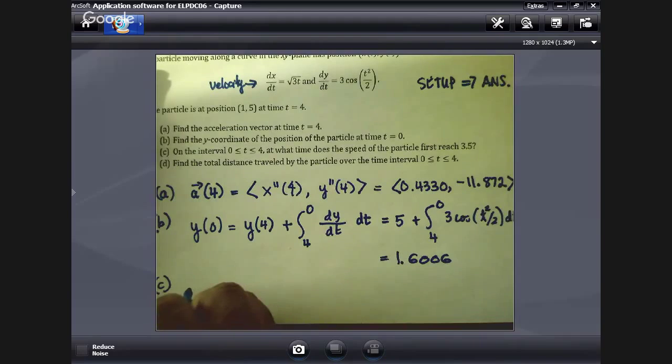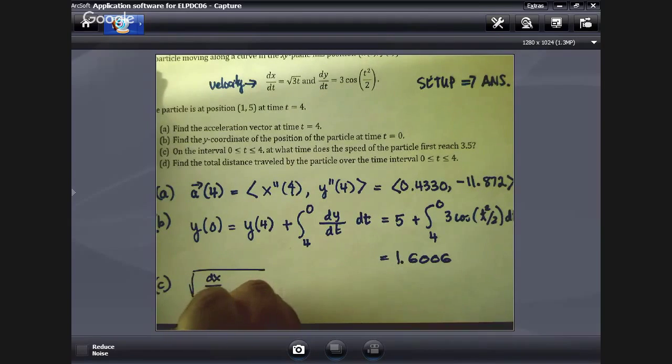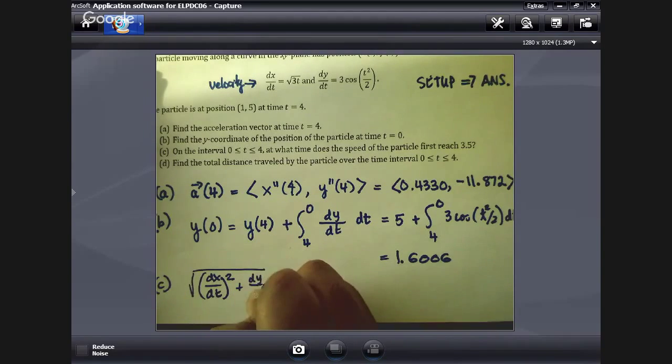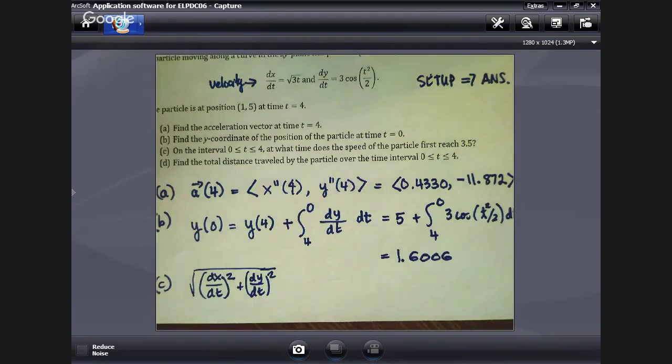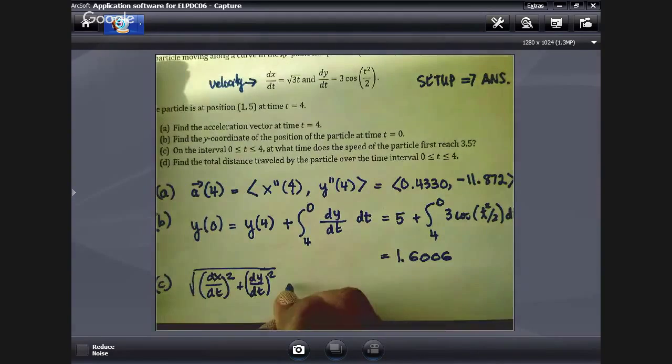Speed is going to be the square root of dx dt squared plus dy dt squared. I hope I'm not confusing you too much by switching my notation. I know earlier I wrote x prime of t, y prime of t, and now I'm writing dx dt, dy dt. I switch back and forth. The exam does too, so you'll want to be comfortable with switching back and forth. And we need this to be equal to 3.5.